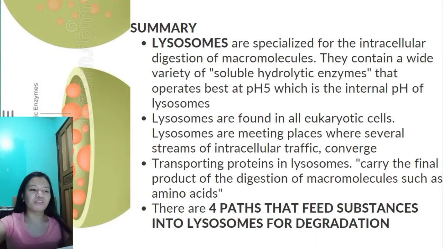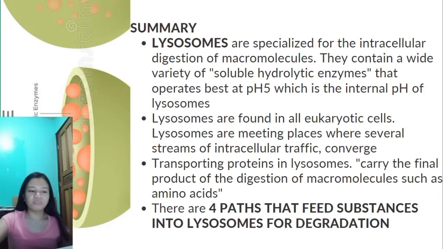So, summary, lysosomes are specialized for the intracellular digestion of macromolecules. So, yun na. Yung lysosomes, nagko-contain sila ng mga soluble hydrolytic enzymes that operate best at pH 5, which is yung internal pH ng lysosomes. So, lysosomes are found in all eukaryotic cells. Lysosomes are meeting places where several streams of intracellular traffic converge. Okay? So, yung lysosomes nagsaserve siya as meeting places sa mga several streams ng intracellular traffic.